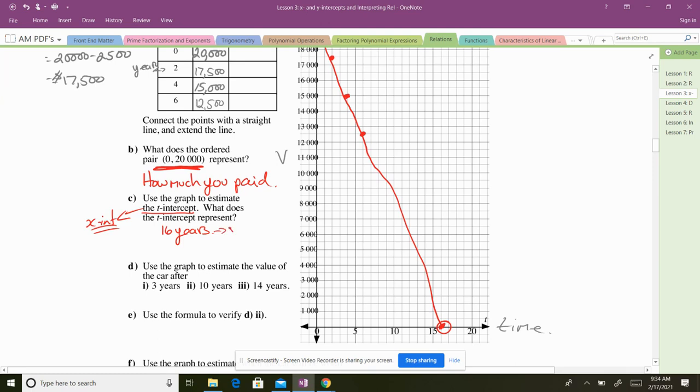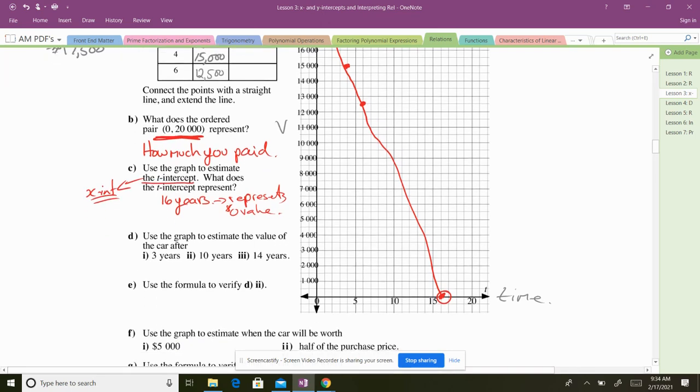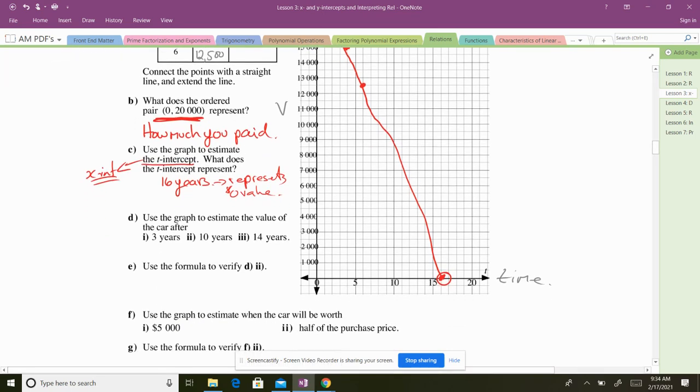So 16 years represents $0 value. We know that's not realistic. The graph would be a curve normally, but we're not going to worry about that. Okay.